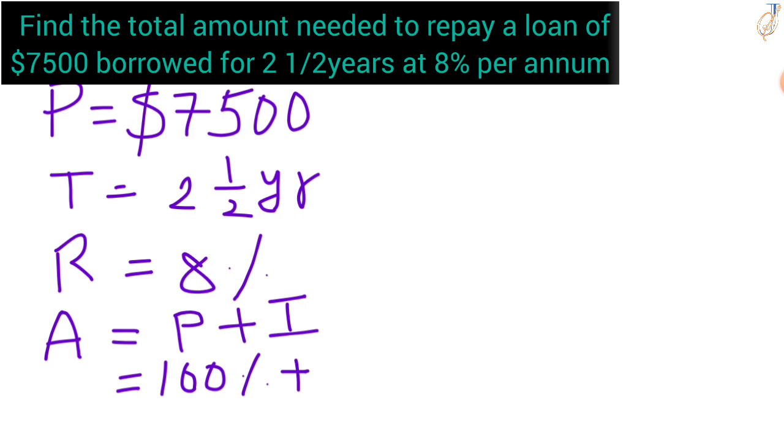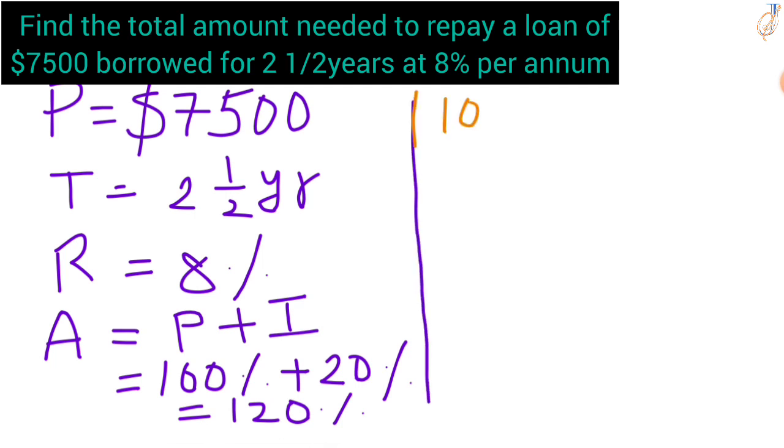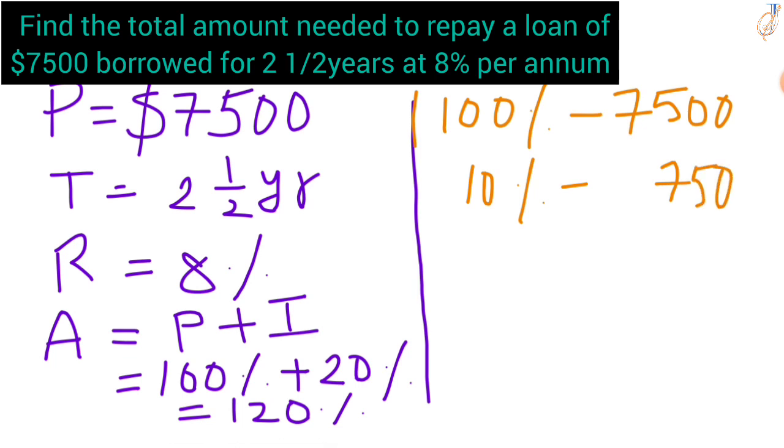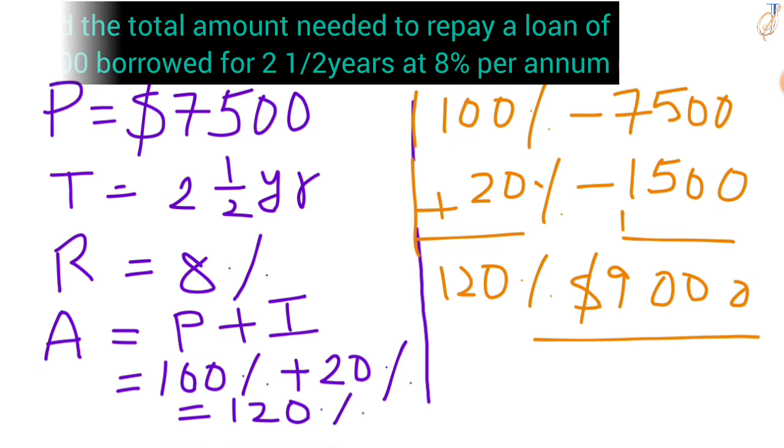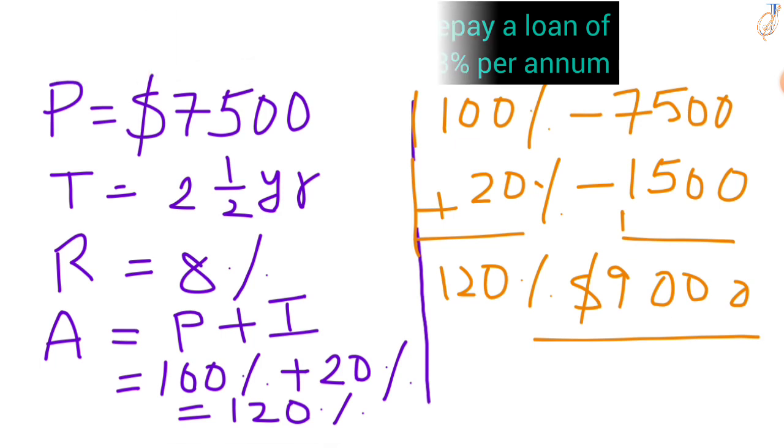For 2.5 years you will get 20%. So you have to find out what is 120% of 7,500. 100% is 7,500. First find 10%, which is 750. So what is 20%? If you multiply by 2 on both sides, you will get 1,500. After adding these two, 120% is 9,000. Like that, without using a formula, you can solve this type of question.